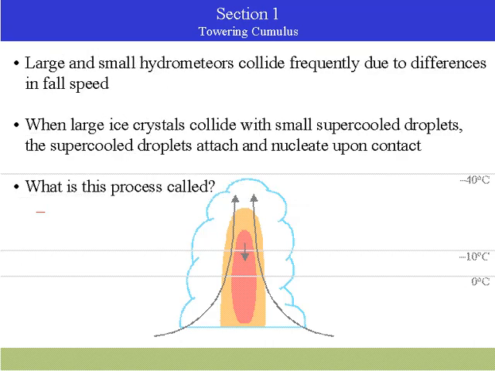Large and small hydrometeors collide frequently due to differences in fall speed, and when the large ice crystals collide with the small supercooled droplets, the supercooled droplets attach and nucleate upon contact, since ice is an ice nuclei. So we now want to know from the class, what is the process called when supercooled droplets collide with ice crystals and attach and freeze? And the answer we're looking for is riming.